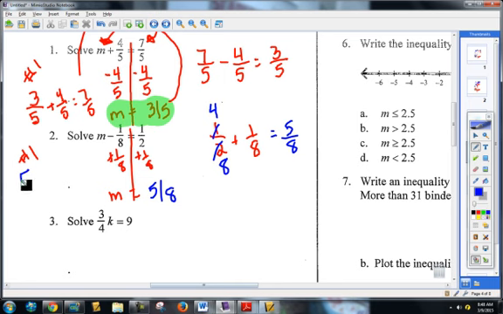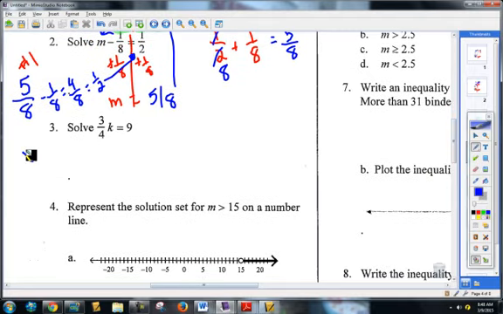And then, of course, I need to go ahead and plug it in. So I'm going to take 5/8, plug it in for M, and then subtract 1/8, and that's going to be 4/8, which simplifies to what? 1/2. Which is what we said it had to be. Right? All right.